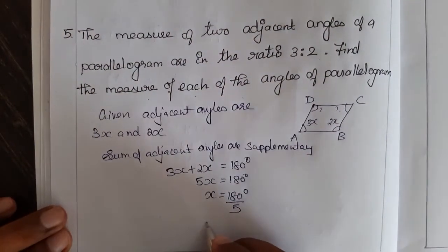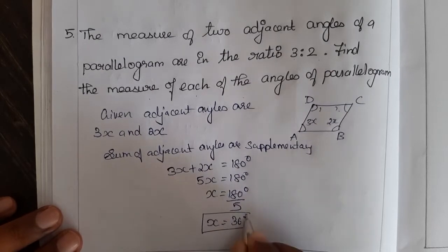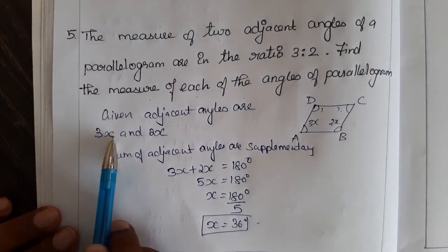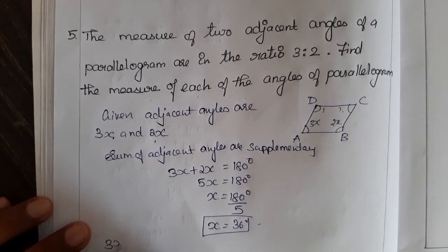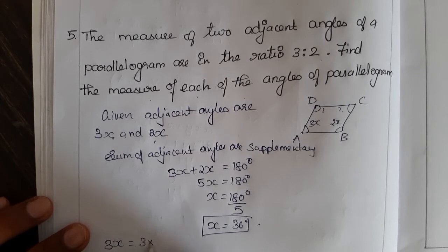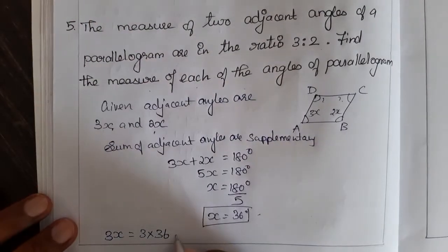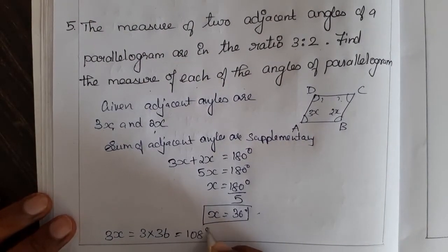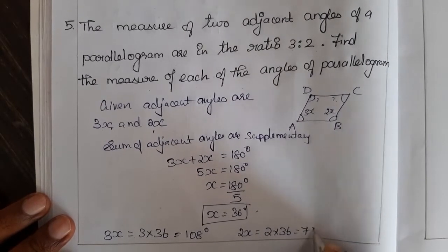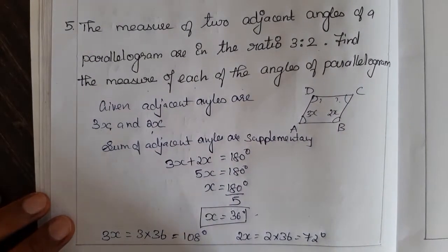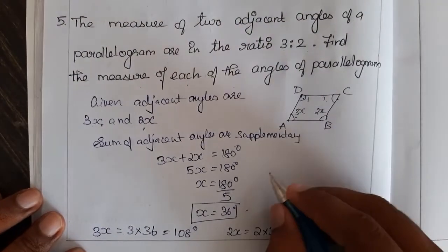If you divide, the x value will be 36 degrees. So x is 36 degrees. Each angle is 3x and 2x, so 3 into 36 and 2 into 36. 3x is equal to 3 into 36, which is 108 degrees, and 2x is equal to 2 into 36, which is 72 degrees. It is four angles, so 108 degrees, 72 degrees, 108 degrees, 72 degrees.